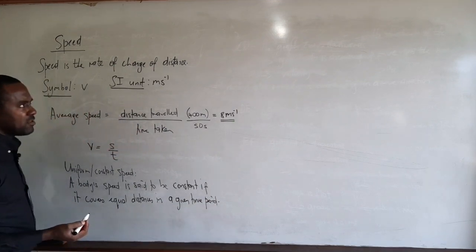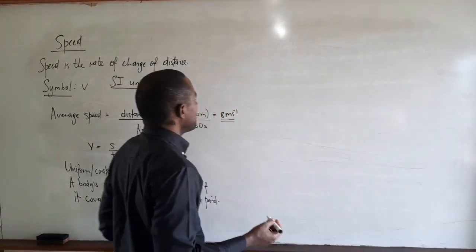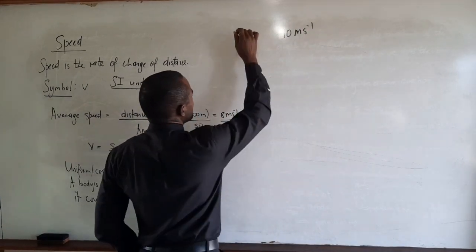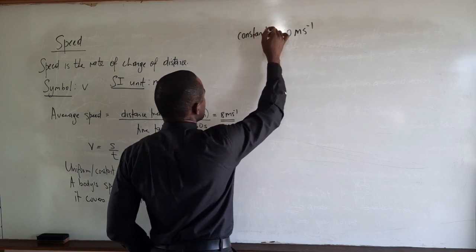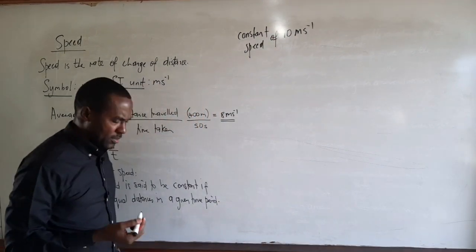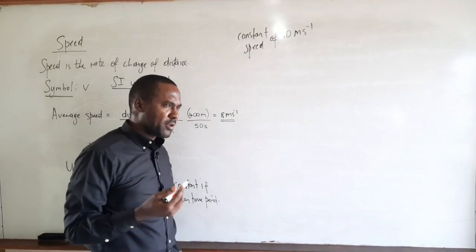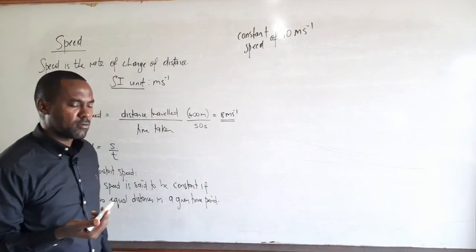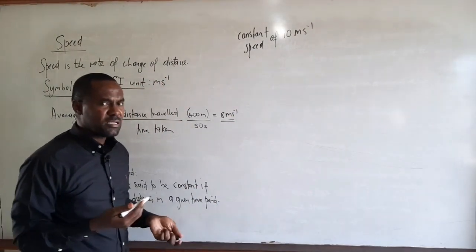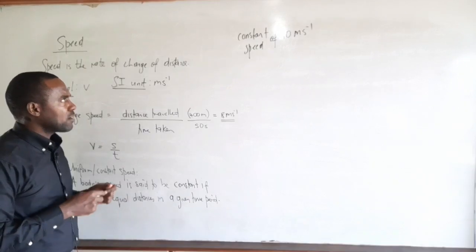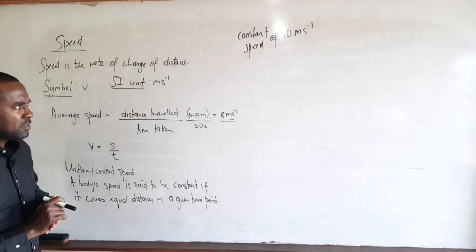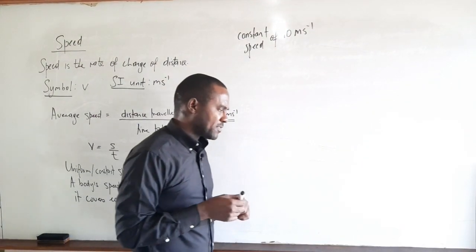Right? Now, what exactly does this mean? Suppose we're told that a body is moving with a constant speed of 10 meters per second, right? What exactly does this mean? This basically means that this body will be traveling 10 meters every second. So for every second that elapses, its distance increases by 10 meters. And that is what we mean by a constant speed of 10 meters per second, right? Now, having said that, let's look at speed time graphs.